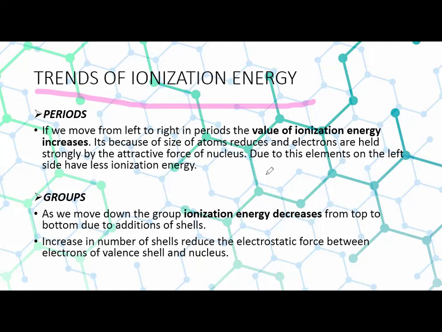And in the groups, the ionization energy decreases. Why does this decrease? Because in groups, the atomic radius increases, the number of shells is added, and the outermost shell is too far from the nucleus. That means it has the least electrostatic force between the nucleus and the valence electrons. Thus, this weak force can easily be overcome by giving a lesser amount of energy, and the electrons can be easily removed from the last shell.